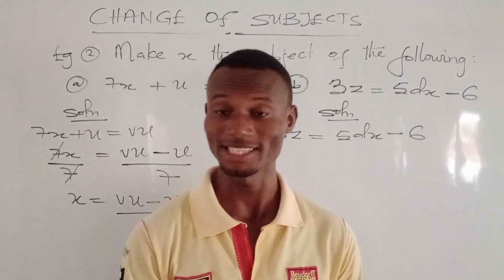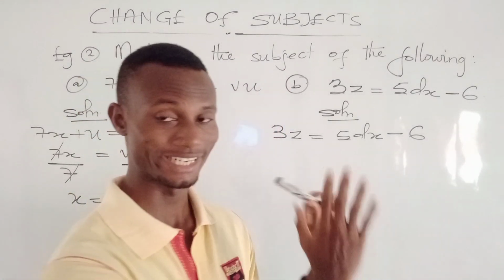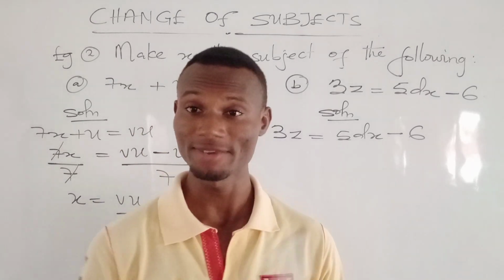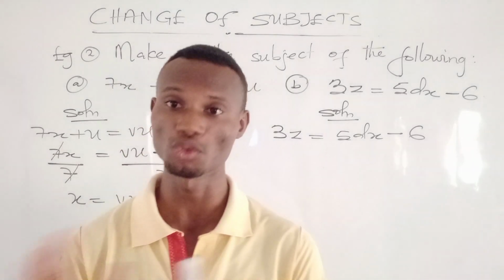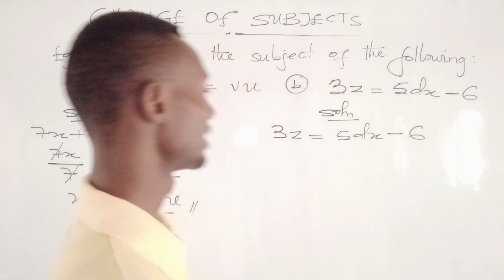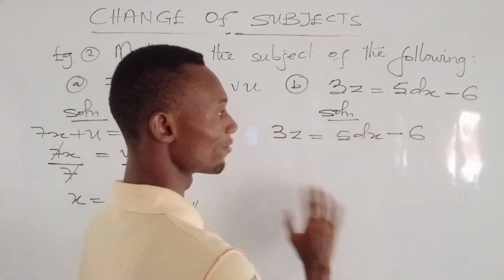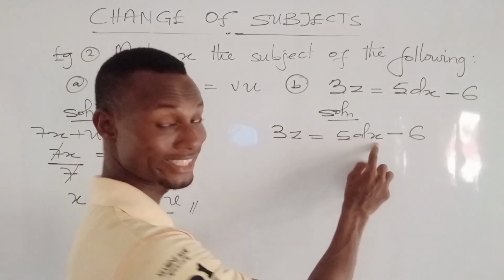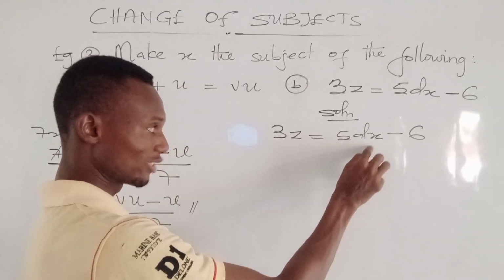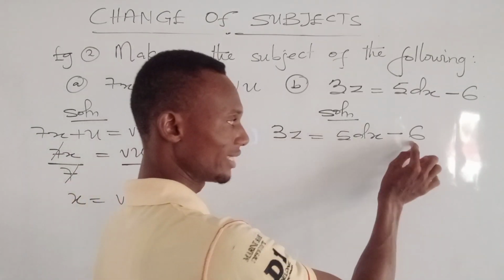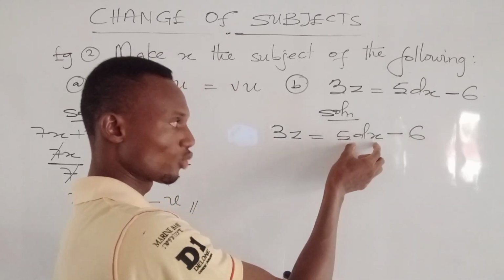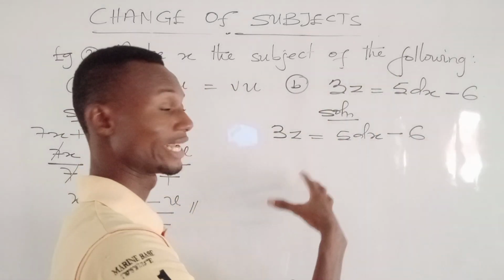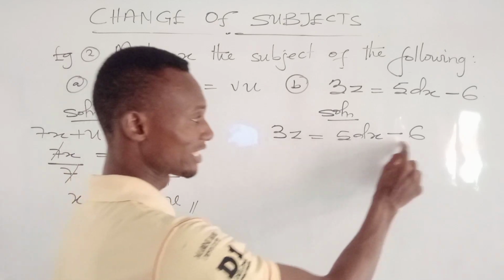It means S is going to stand alone in this equation. Everything that is attached to S, we are going to move it away. The first thing that I can think of moving away is this negative 6, because we have 5DS here, and S is in this one. The minus 6 which is attached to this one, we are going to move it away. That's the first step.